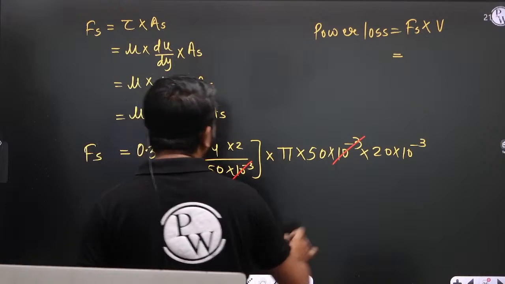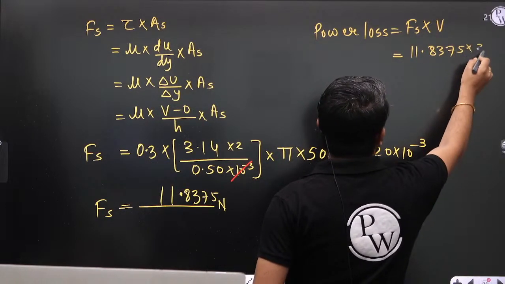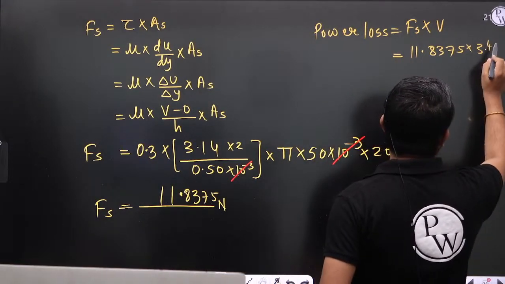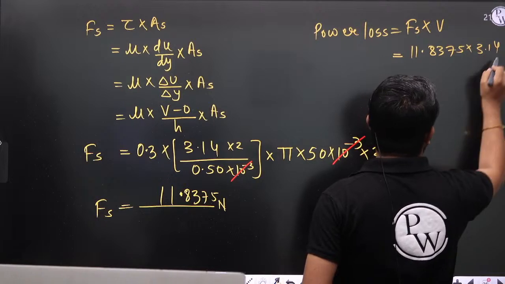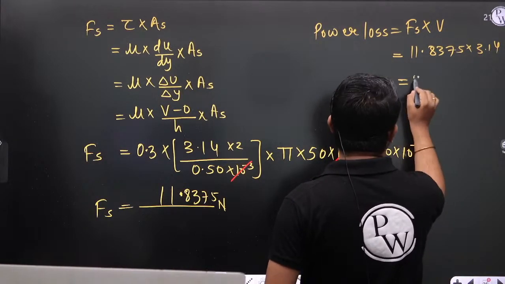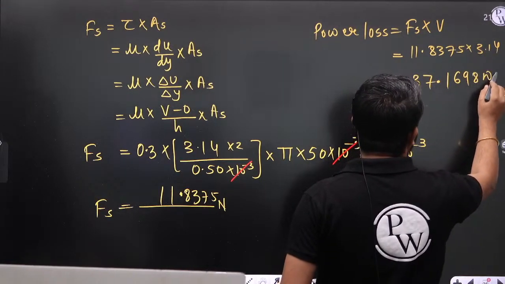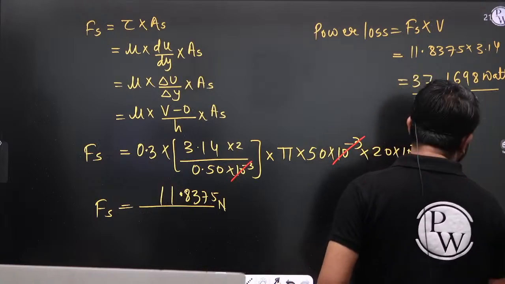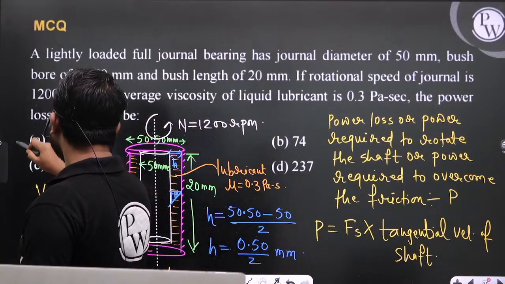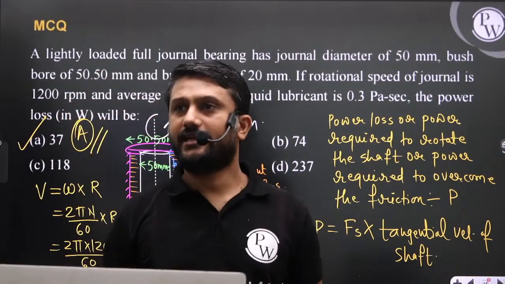So this is 11.8375 Newton, and this is 11.8375 into 3.14. So this is 37.1698 watt. So the nearest answer is 37.